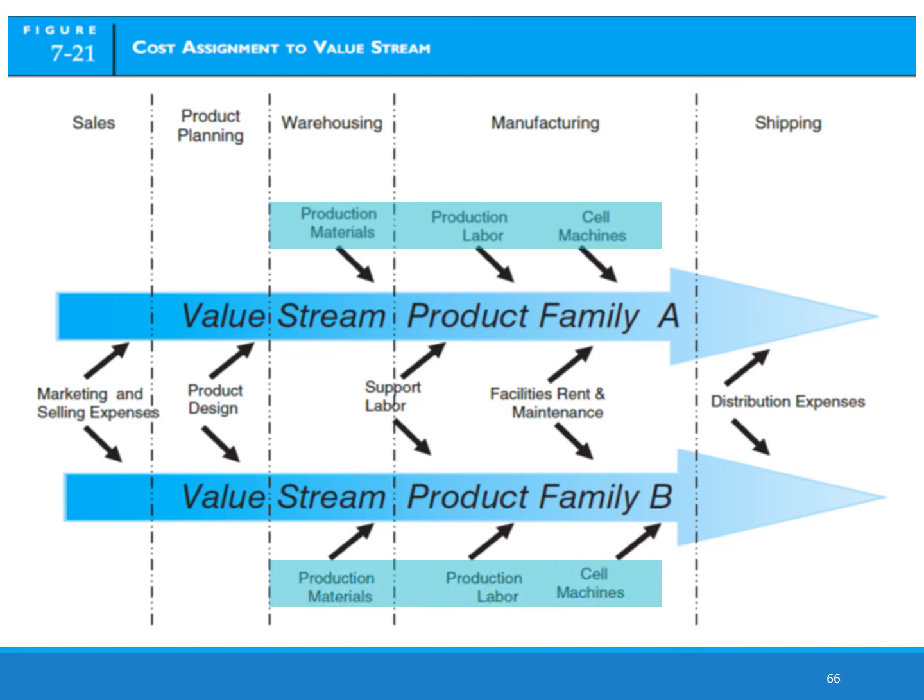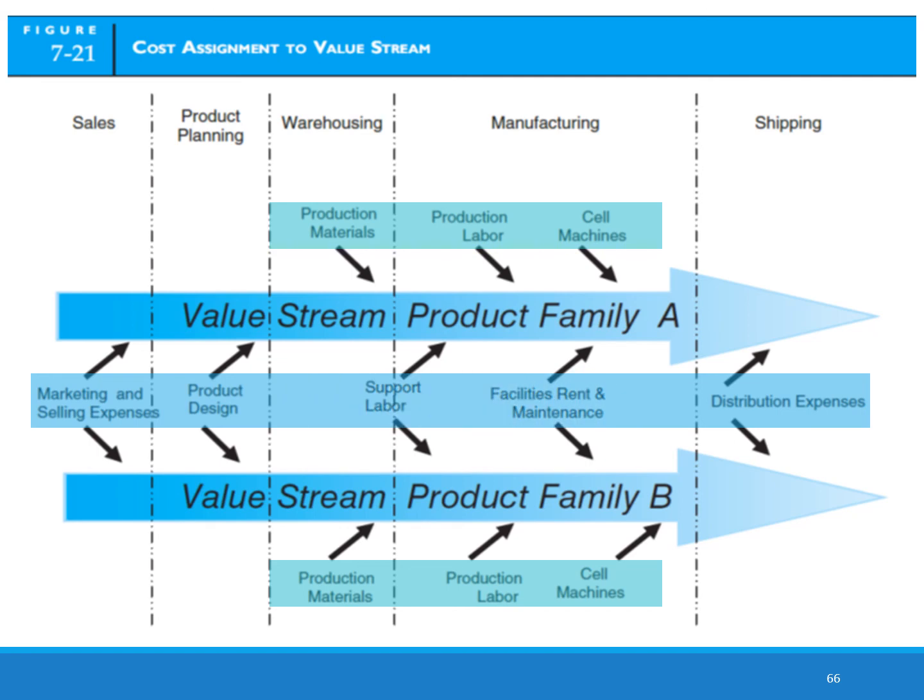And for the value stream for product family B, we also have production materials, production labor, and sell machines, or the machines used for this group. And then in the middle we have the activities that can be used by both families. So we have marketing and selling expenses, product design, support labor, facilities rent and maintenance, and lastly distribution expenses.